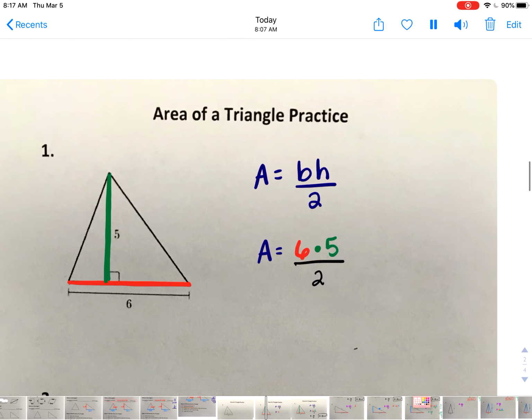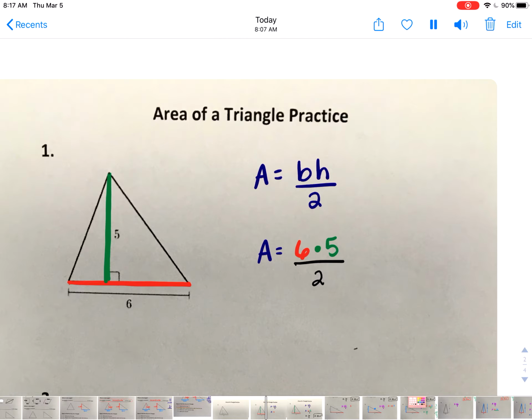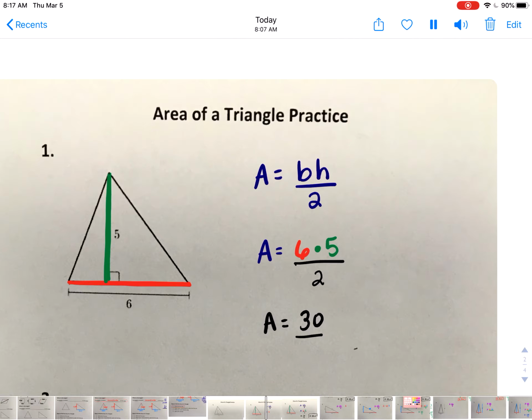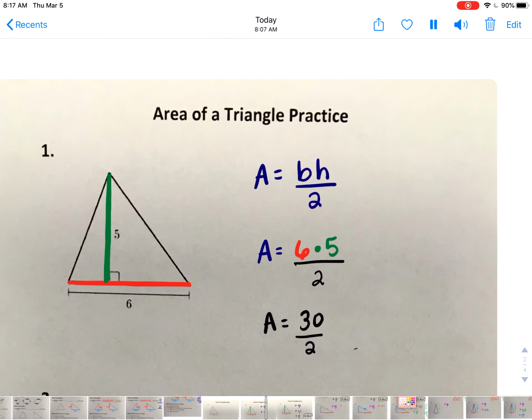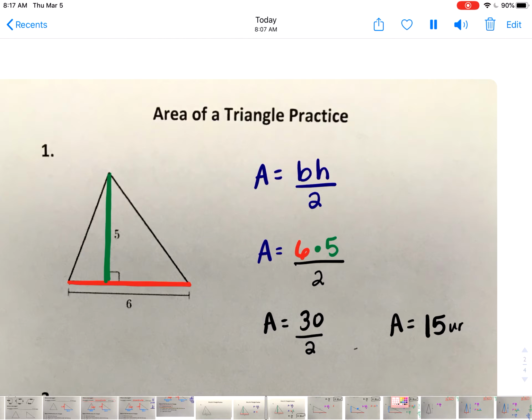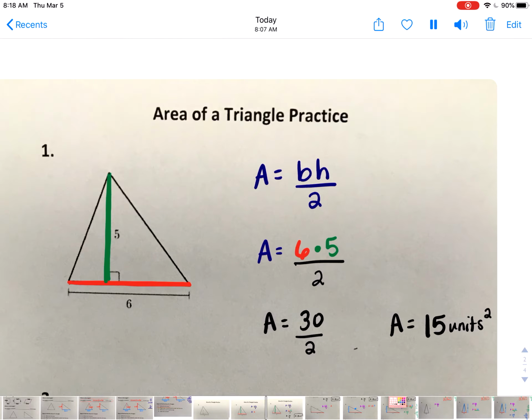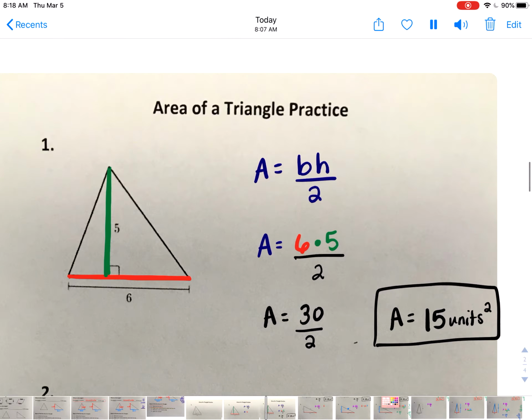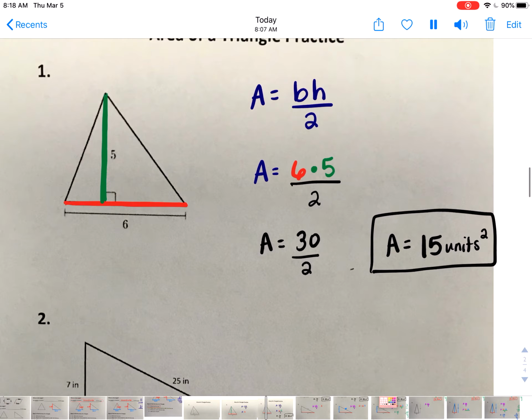So now I'm going to follow the order of operations, and I'm going to have to do that multiplication first at the top. So area is going to equal 6 times 5, which is 30. And dividing by 2 is going to be the last thing I do. So 30 divided by 2 is 15. And it doesn't give me units on this one, so I'm just going to put units squared. And that is my final answer on this one. So now we can go down and look at the next one.